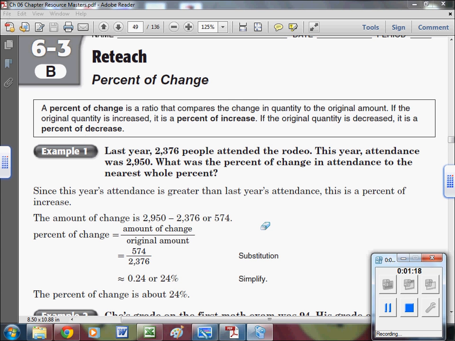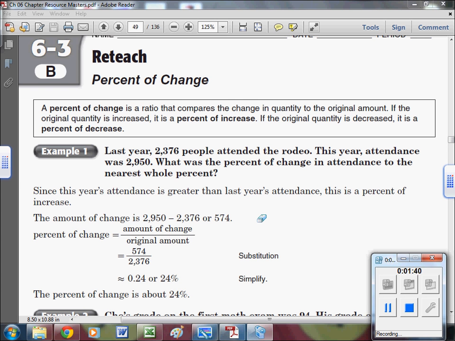So in example 1, it says last year, 2,376 people attended the rodeo. This year, attendance was 2,950 people. What was the percent of change in attendance to the nearest whole percent? Because our answer is going to be a percent, don't worry about rounding to the nearest whole percent until the very, very end. You're not going to have to worry about any rounding until the end.